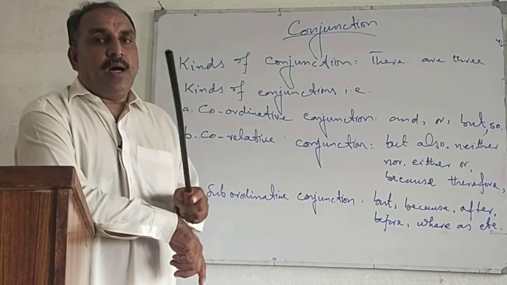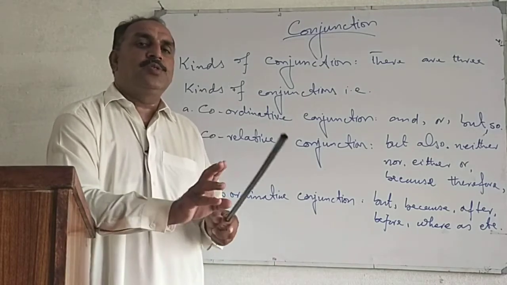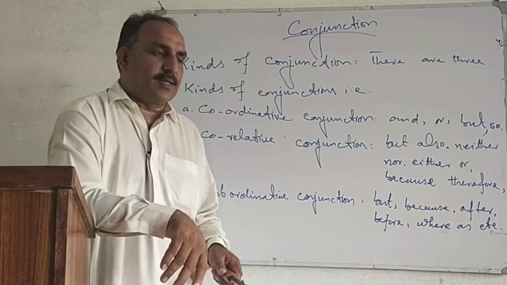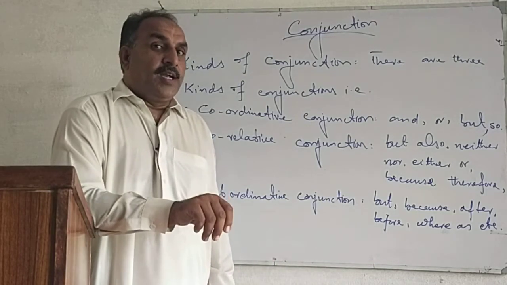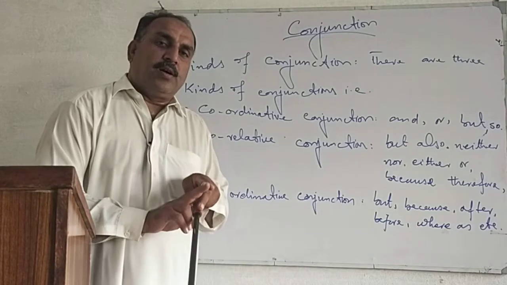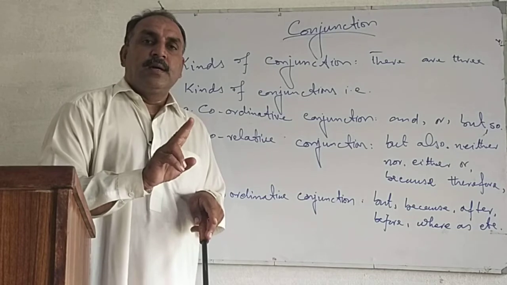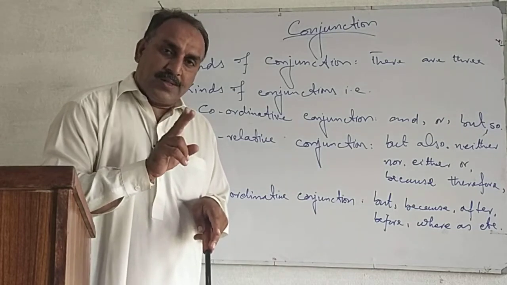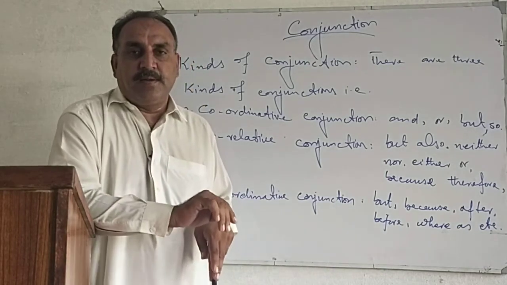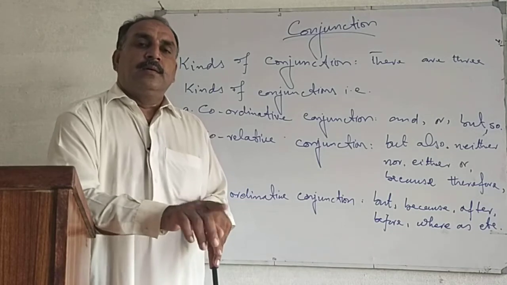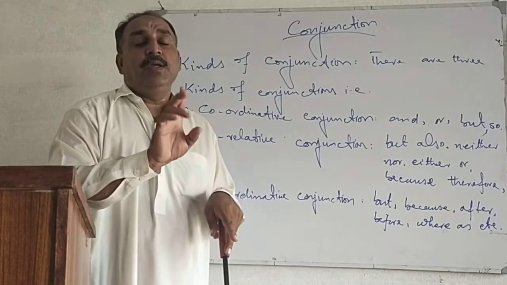Why? Conjunctions are words, they join somehow, one way or the other, two words, two clauses, or two sentences, or two phrases in a sentence. And, or, but, and so, they are coordinative. Coordinative means that both the clauses in a sentence, both the phrases in a sentence, or both the words in a sentence are dealt on equal basis. One is not subordinate to the other. They are dealt on the same equal footing.